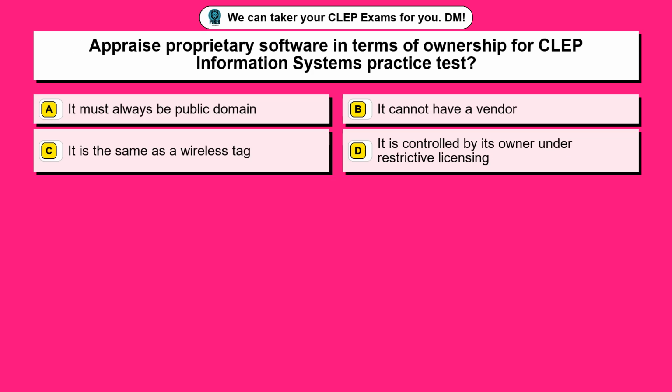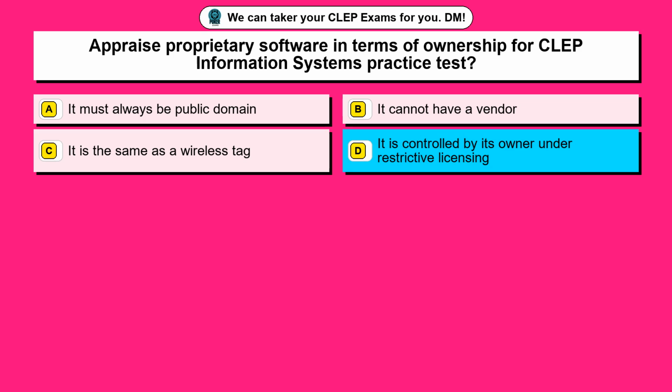Question 94. Appraise proprietary software in terms of ownership for CLEP Information Systems practice test. Option A. It must always be public domain. Option B. It cannot have a vendor. Option C. It is the same as a wireless tag. Option D. It is controlled by its owner under restrictive licensing. The correct answer is option D.